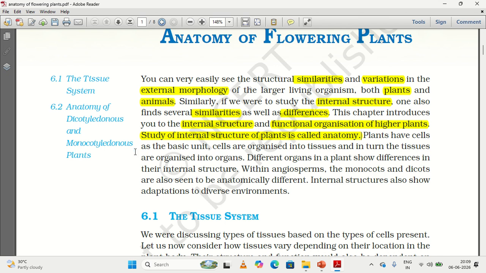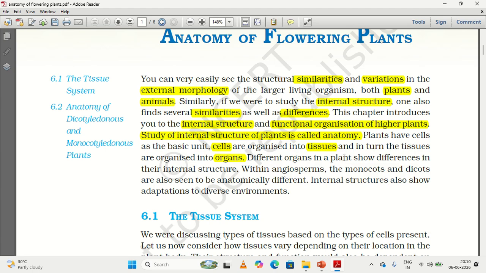Plants have cells as the basic unit. Cells are organized into tissues and in turn the tissues are organized into organs. So the cell is the fundamental unit of life, the basic unit of life. Cells are organized into tissues. These tissues are organized into organs, and these different organs form the organ system.